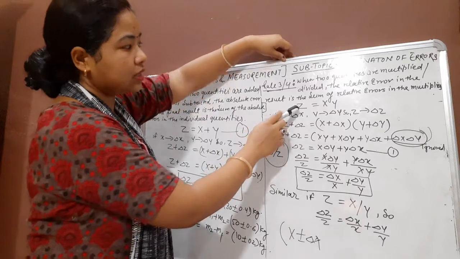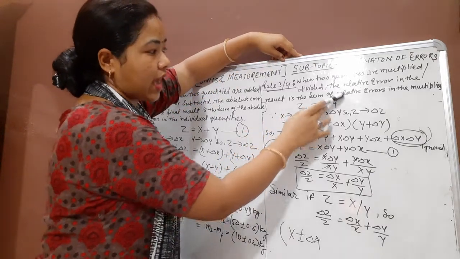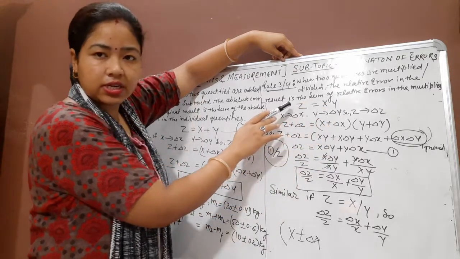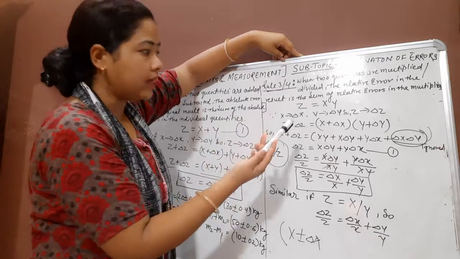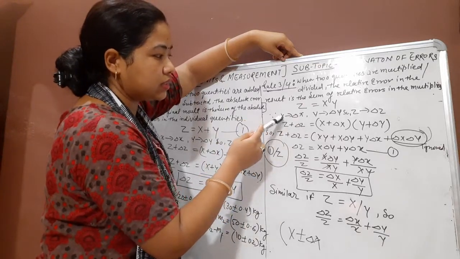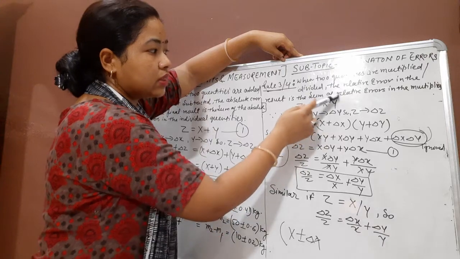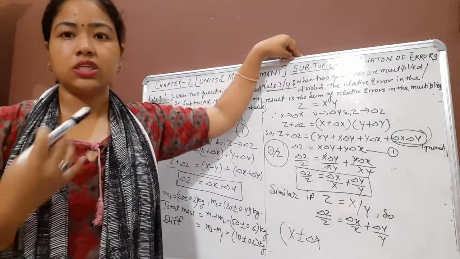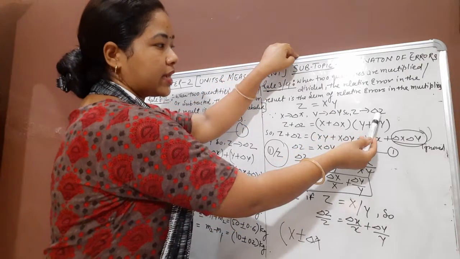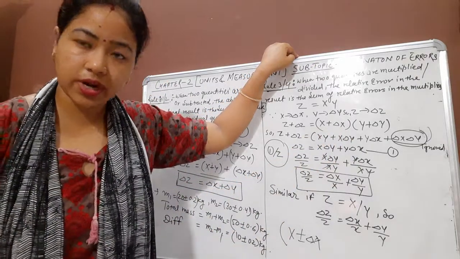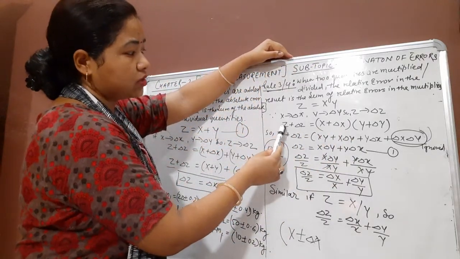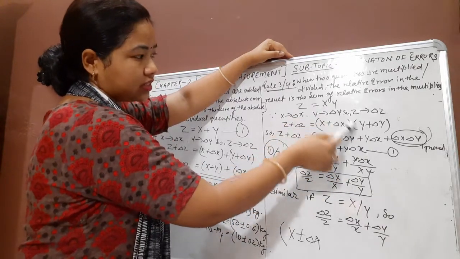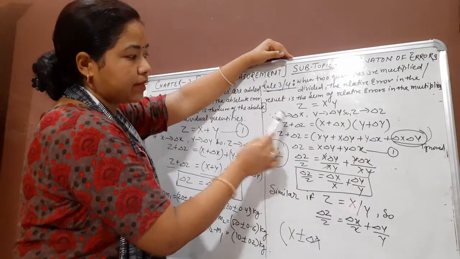How does it happen? If we multiply two quantities without error, x into y, we get the final result z, right? Now suppose there is an absolute error delta x in the x quantity and delta y in the y quantity. If these two individual quantities have some error, obviously the result will be affected. That means the final result will have some error, delta z. So we can write the equation z plus delta z equals x plus delta x times y plus delta y.